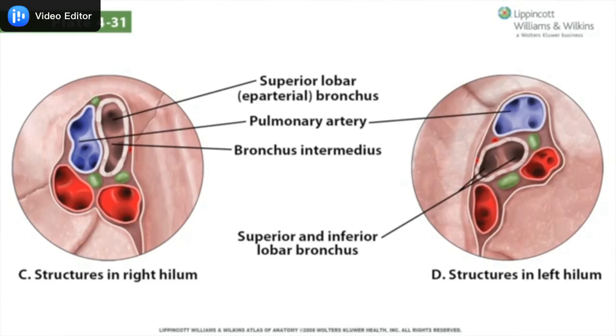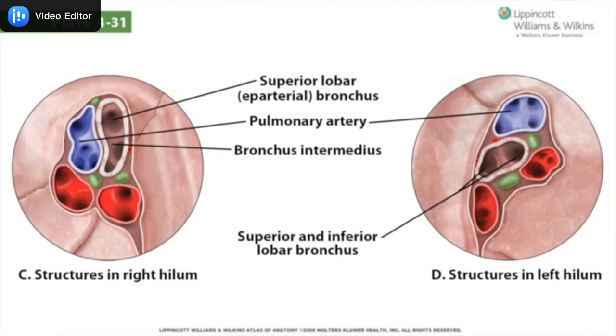The pulmonary arteries divide with and follow the bronchi. In the hilum of the left lung, the pulmonary artery is located immediately superior to the main bronchus. In the hilum of the right lung, the pulmonary artery is found just anterior to the bronchus intermedius, and a branch of the artery is found just anterior to the superior lobar bronchus. Since the superior lobar bronchus is superior to the main stem of the pulmonary artery, it is often referred to as the eparterial bronchus.